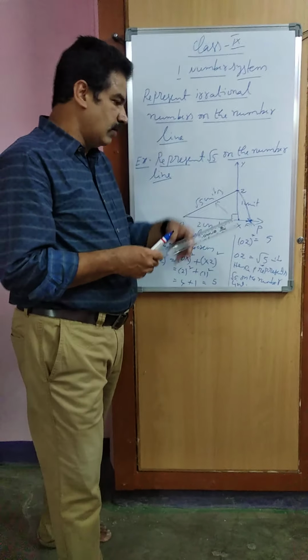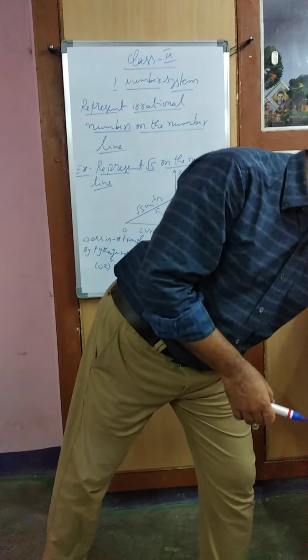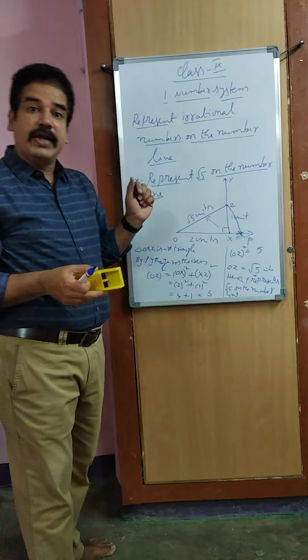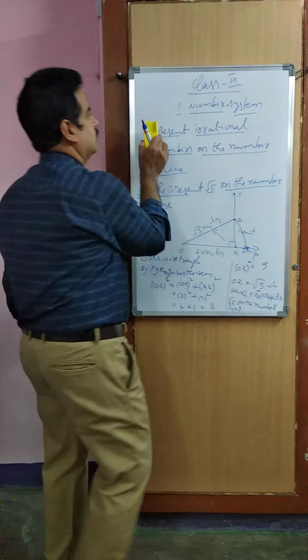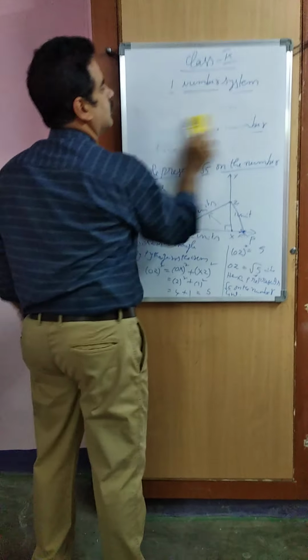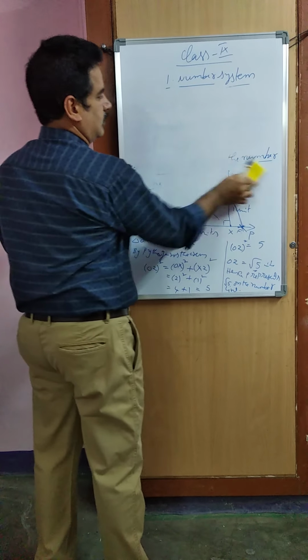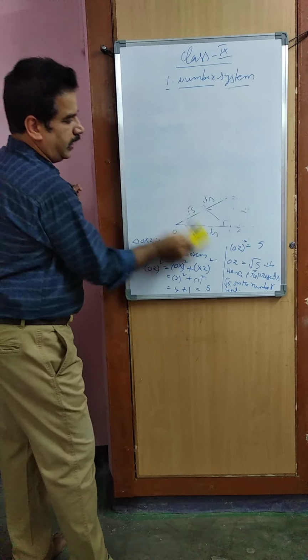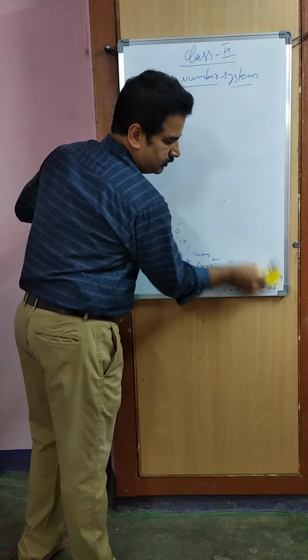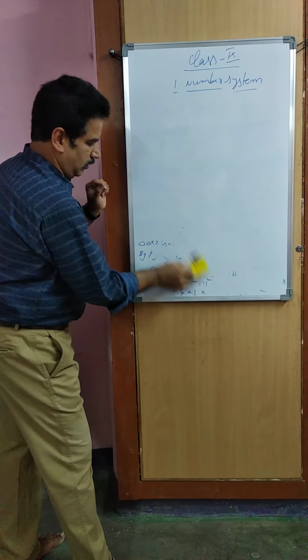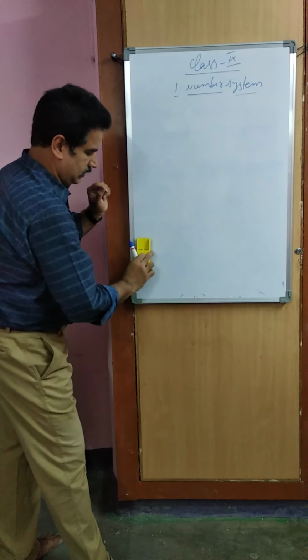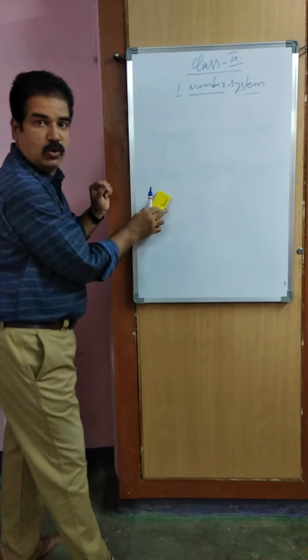Now I am going to take one more example, that is representing root 8 on the number line. Understand everyone? Are you following? Observe the video clearly and you can understand. You can note down this one also.